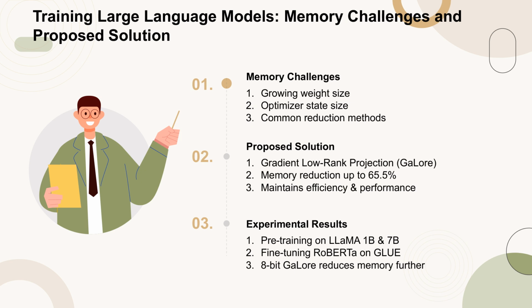GaLore reduces memory usage by up to 65.5% in optimizer states and maintains efficiency and performance during pre-training on Llama models and fine-tuning on GLUE tasks. Additionally, 8-bit GaLore further reduces optimizer memory by up to 82.5% and total training memory by 63.3% compared to a BF16 baseline. This approach allows for the pre-training of a 7B model on consumer GPUs with 24 GB memory without the need for model parallel, checkpointing, or offloading strategies.